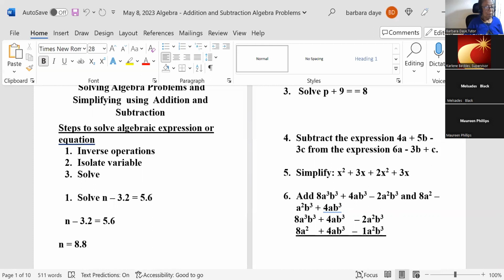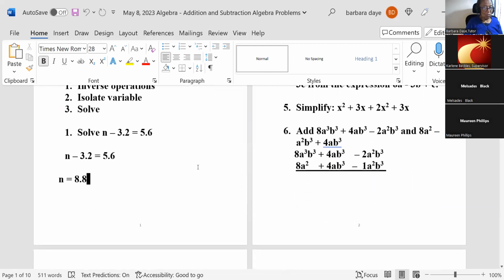Yes, Miss Barbara. Okay, you add the 3.2 to both sides. That gives you 8.8. You can check it. Put the 8.8, subtract the 3.2. Do you get 5.6? Yes? Did you get, when you put the 8.8 for the n, subtract the 3.2, do you get 5.6? Yes. Then you know it's correct. Thank you, Miss Barbara.